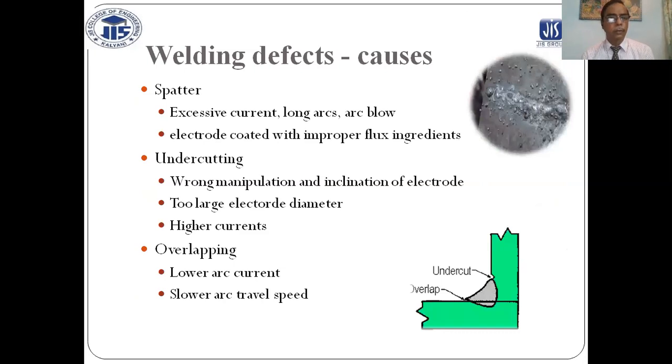Welding defect causes: spatter from excessive current, long arc length, electrode coated with improper flux ingredients; undercutting from wrong manipulation and inclusions of electrode, too large an electrode diameter, higher currents; overlapping from lower arc current and slower arc travel speed. These are defects.